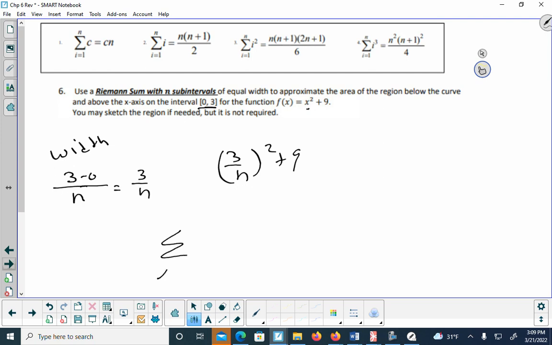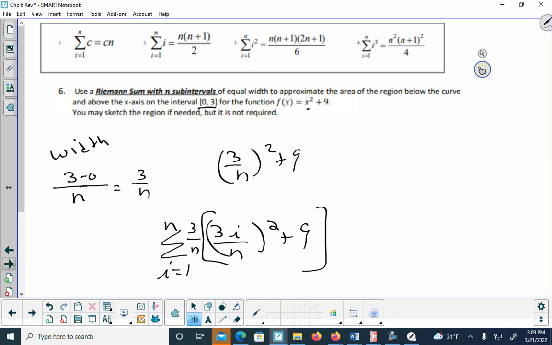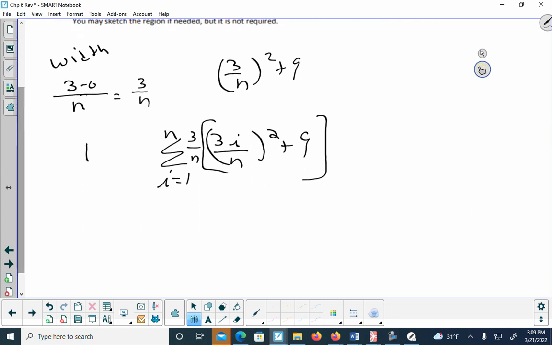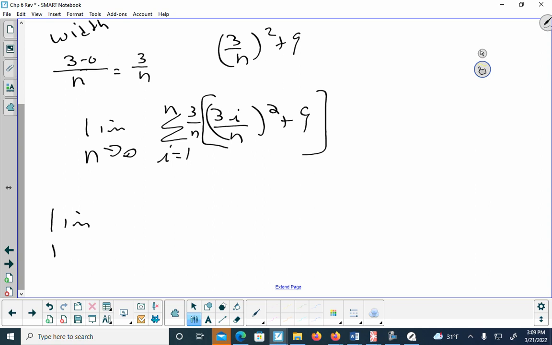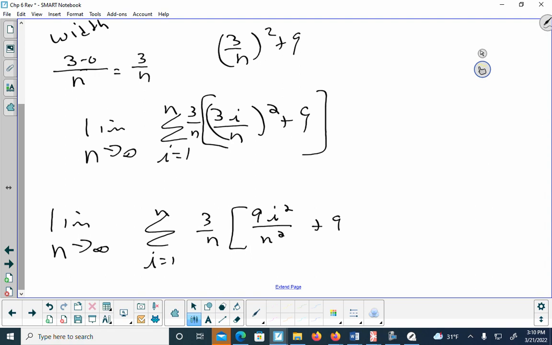And I'm going to do a summation so I can keep on putting more and more, going down those intervals. So this will be 3i over n squared plus 9. That's the height of my rectangle. And I have to multiply by the width, which is 3 over n. So I'm taking the limit as n approaches infinity, because I want more rectangles. I am going to square this: square the 3, which is 9, square the i, which is i squared, square the n, which is n squared, plus 9.